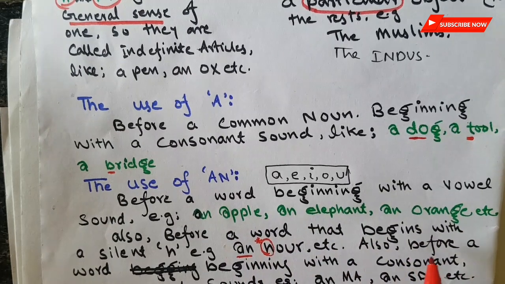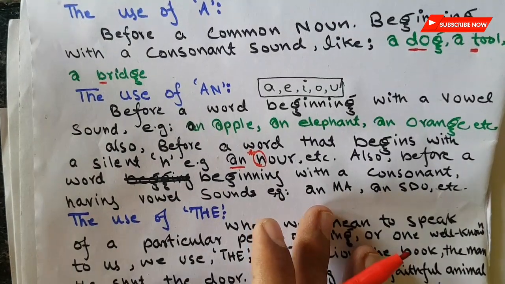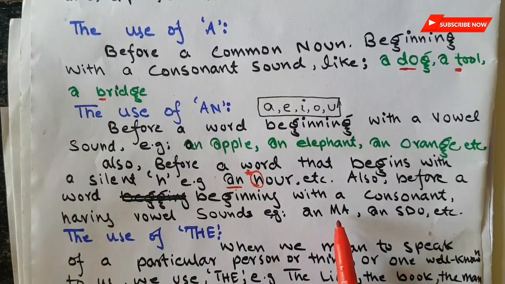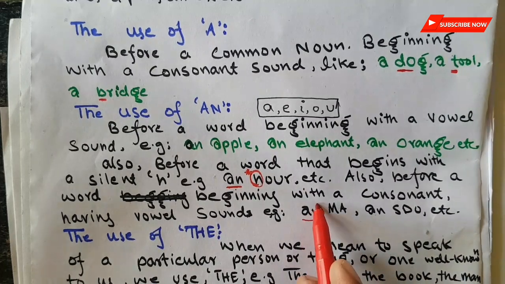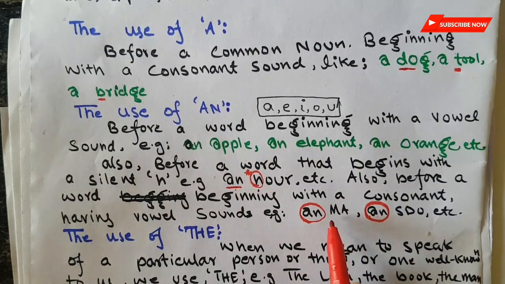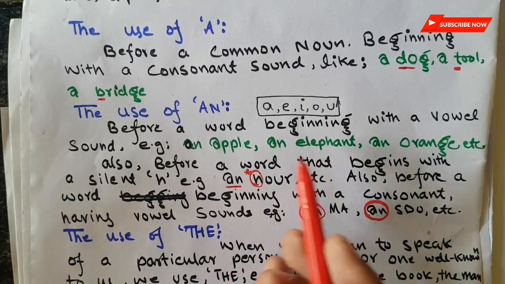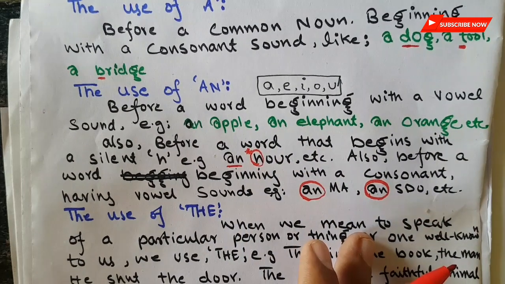AN can also be used before a word beginning with a consonant having a vowel sound. For example, an MA, an MSc, an SDO. Here I have put AN also because M sounds like a vowel, em. It starts with a vowel sound, just like hour, just like elephant, just like apple. So these are the uses of the article AN.